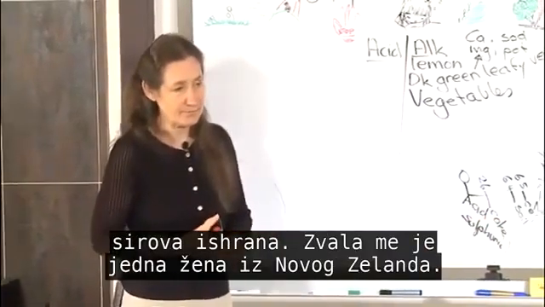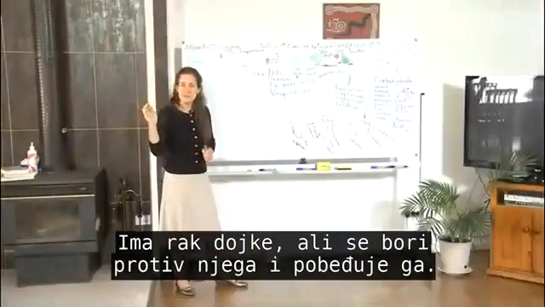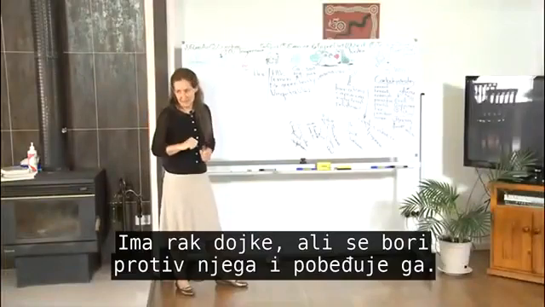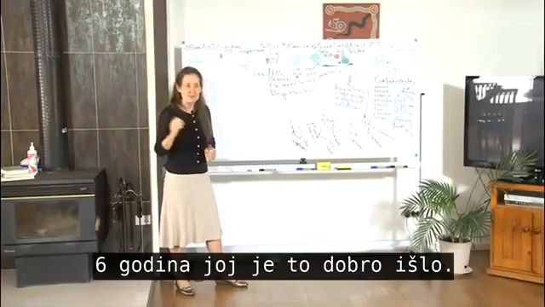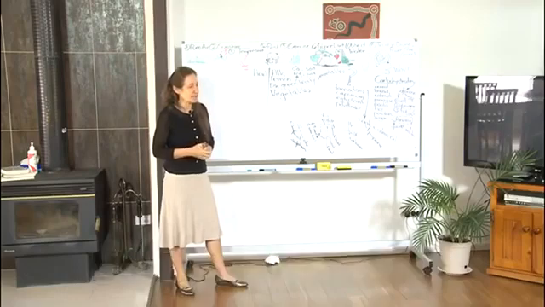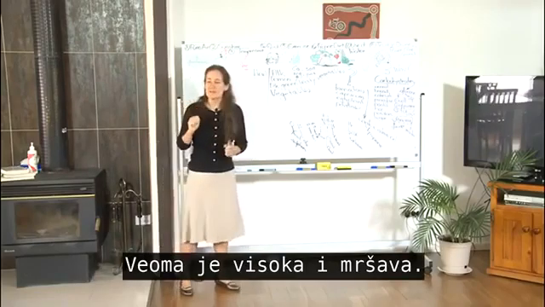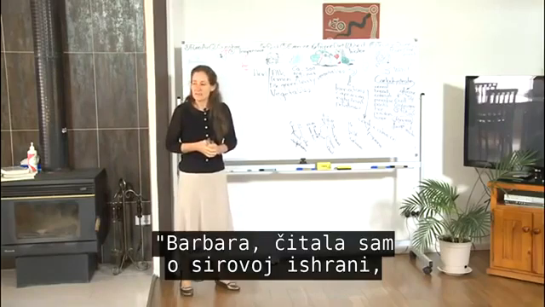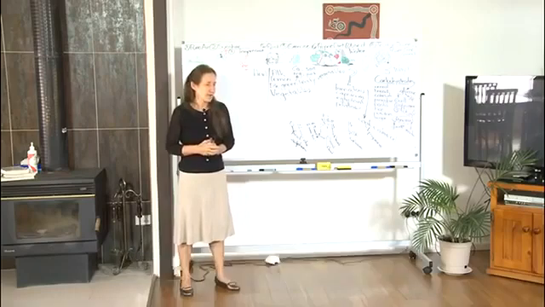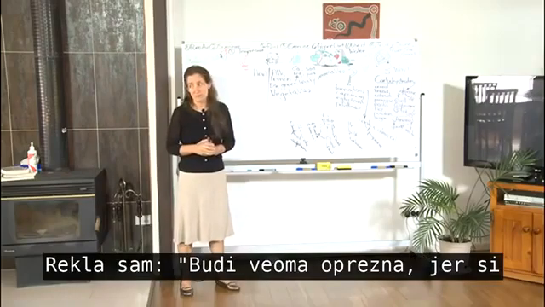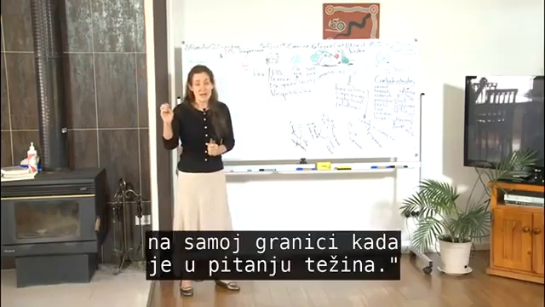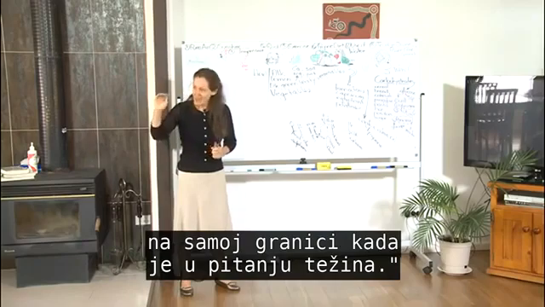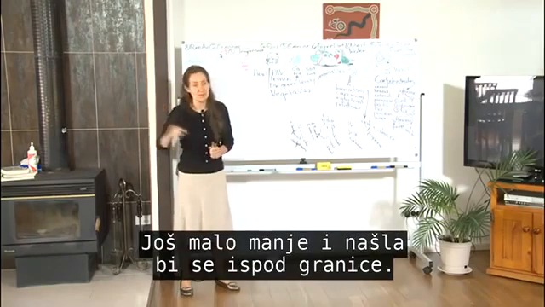A lady rang me from New Zealand. She's got breast cancer. She's conquering breast cancer. And she's been managing it very well for about 6 years now. She's very tall and very slim. And she'll be in her 70s now. She said, Barbara, I've been reading up on raw diet. I think I'm going to give it a go. And I said, be very cautious because you are just right on the weight. Any more and she would be underweight.